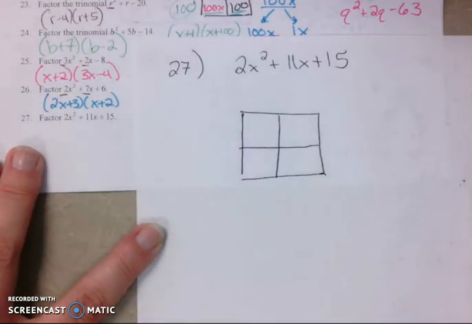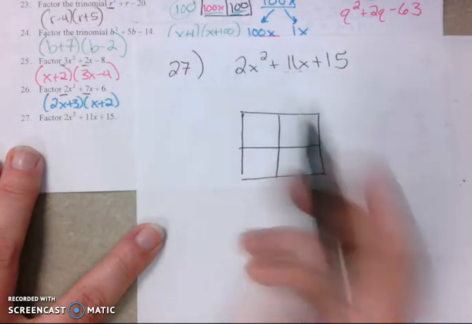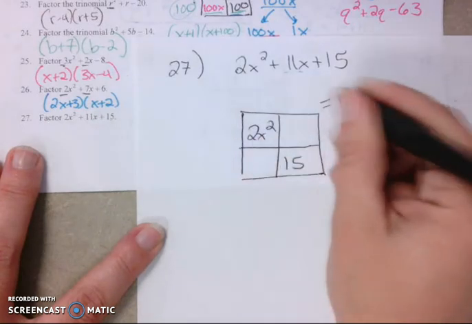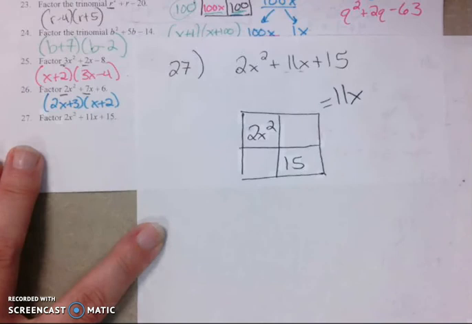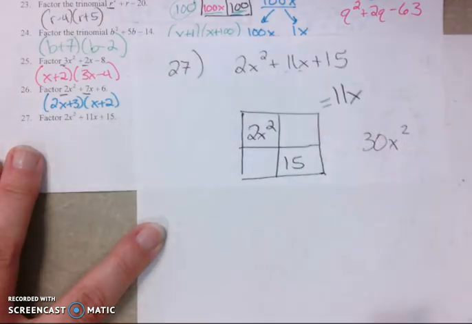Okay, here's 27. 11's prime. 2 can't go into 11, so there is no GCF. So we can just get started on the box method. 2 times 15 is 30. 30x squared.